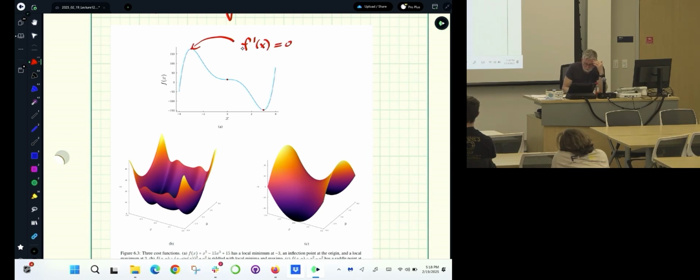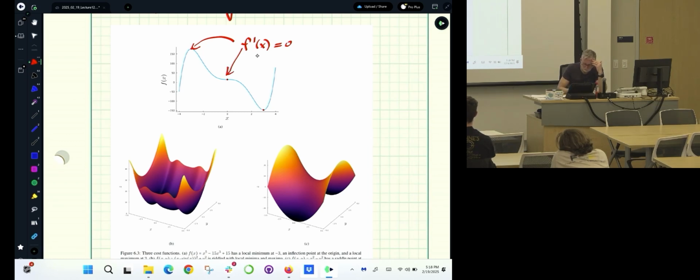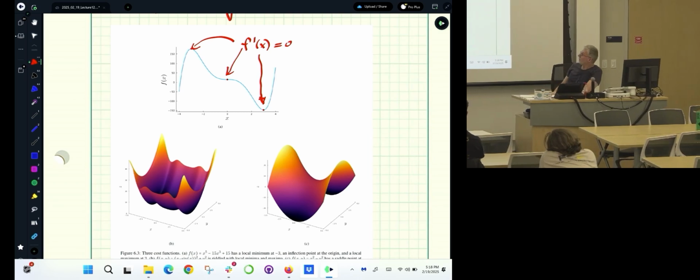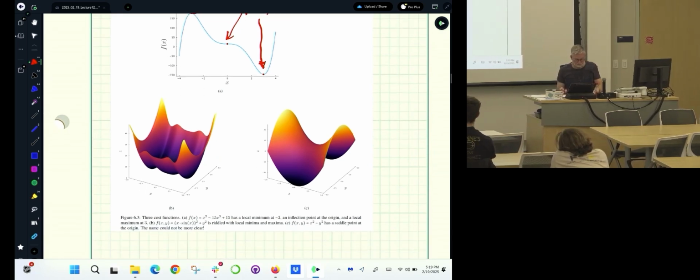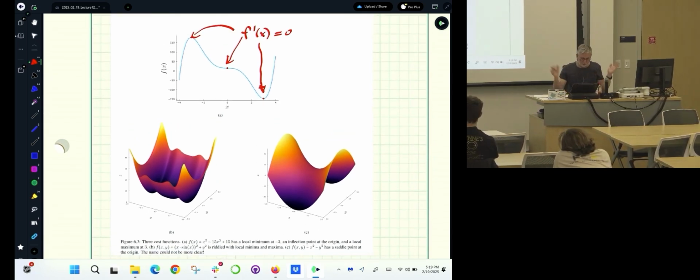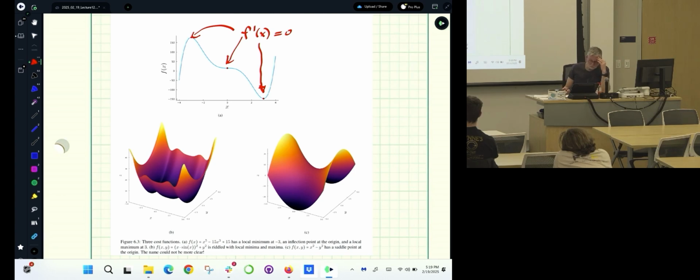Local max. This is called an inflection point. Local min. So the derivative being 0 is how you find those points. We'll see why that is true in the vector case as well. Here I'm showing some cost functions that are a little bit more complicated because they depend on 2 variables instead of 1.